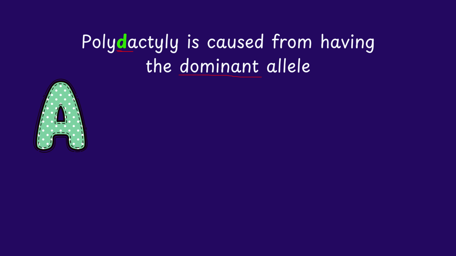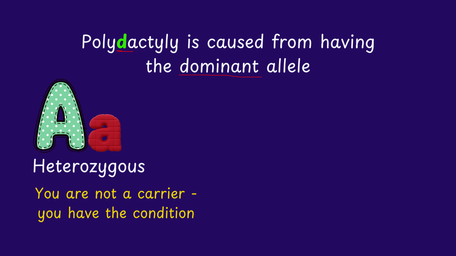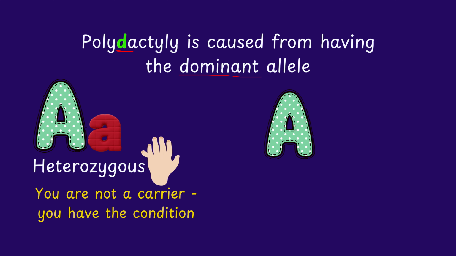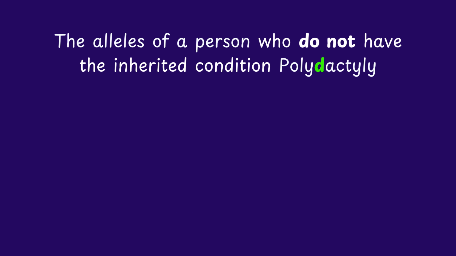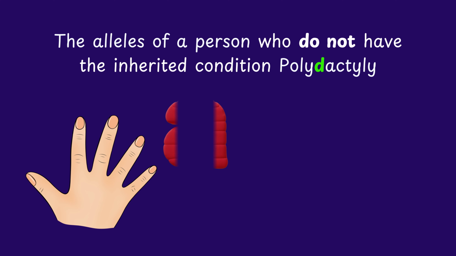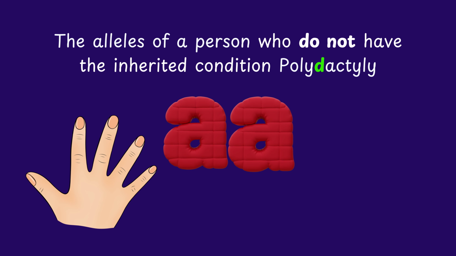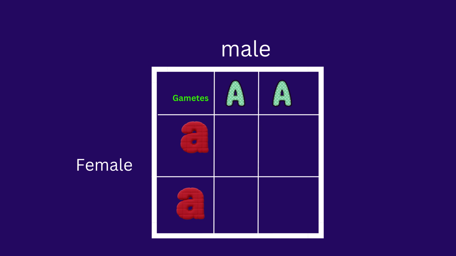If someone has the alleles big A, small a, they are considered heterozygous. This person is not a carrier. This person has the condition polydactyly. If the person is big A, big A, this person is homozygous dominant. This person obviously has polydactyly. The alleles of a person who does not have the inherited condition polydactyly would be small a, small a, and this person is considered homozygous recessive.